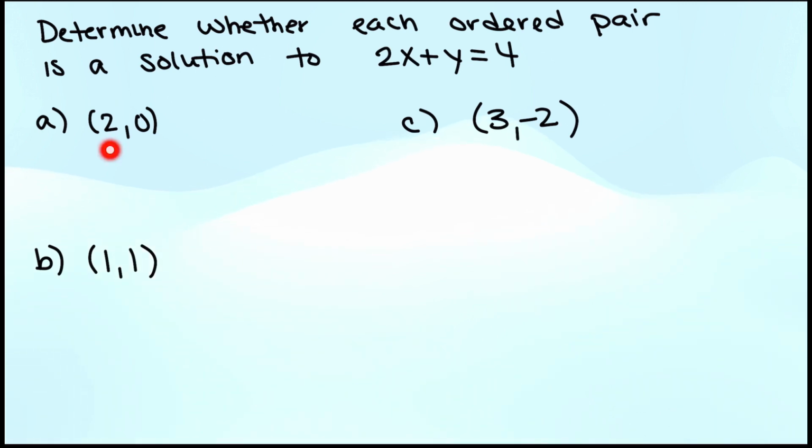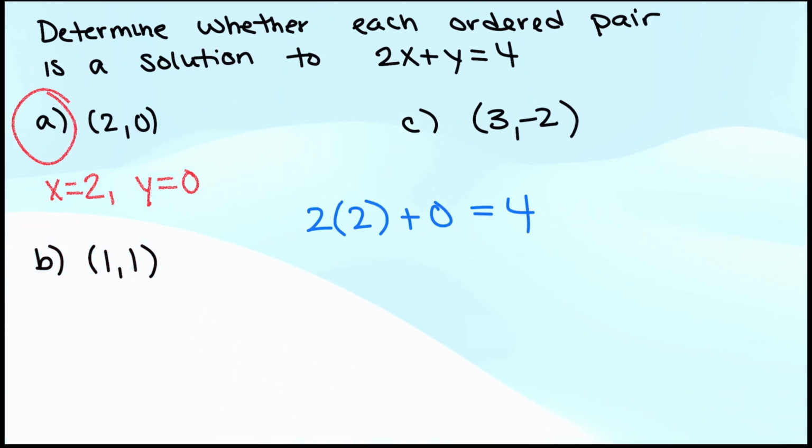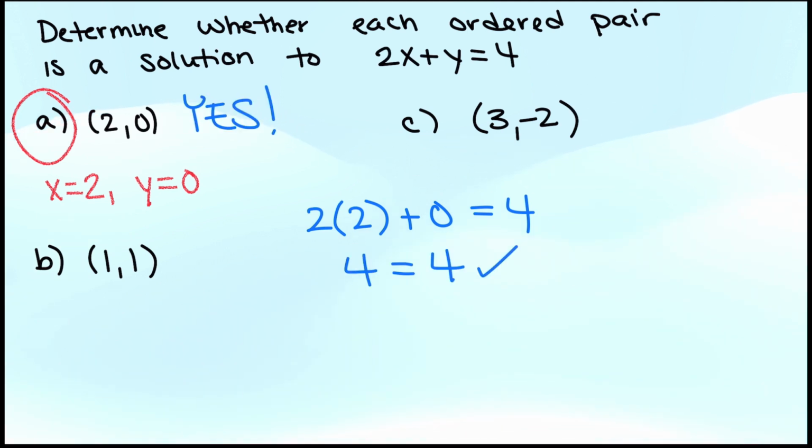So the point (2, 0), x equal 2, y equals 0. To figure out if an ordered pair is a solution, we're just going to take those numbers, plug them into our equation, and see if we get a true statement. So I replace the x with 2 and the y with 0. 2 times 2 plus 0 does equal 4. We do get a true statement, so that means yes, the point (2, 0) is a solution.